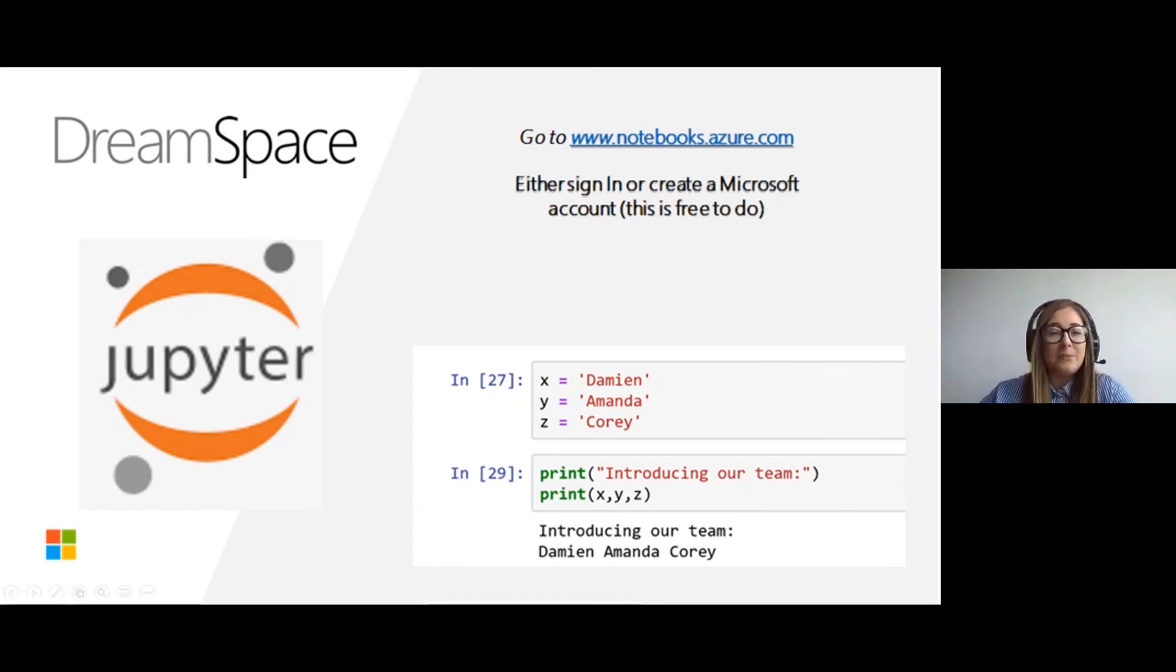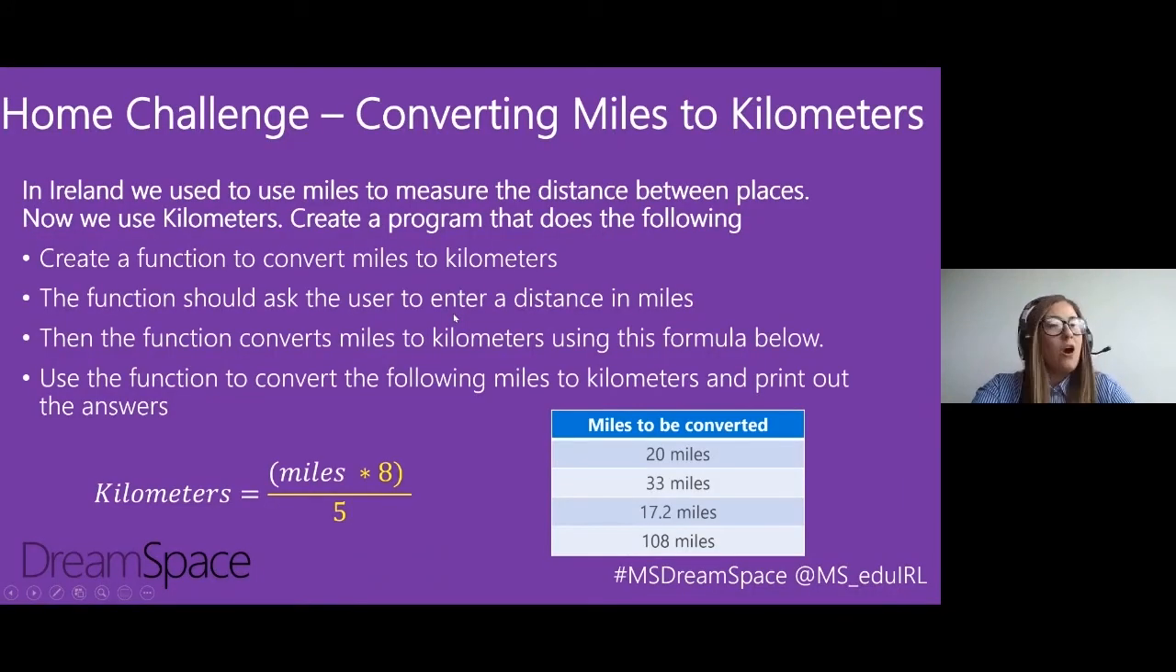Now, last week, Damien and Amanda set you a home challenge, and your challenge was to create an app or a program that could convert miles to kilometers. Okay, so actually really useful. Just one thing I want to note is that the formula last week, I just had a typo in it, so it read miles multiplied by 5 divided by 8, but it's actually the opposite way around. Okay, so I'm sorry about that, but I'll show you how we can fix that now in a second. It's not really a big deal.